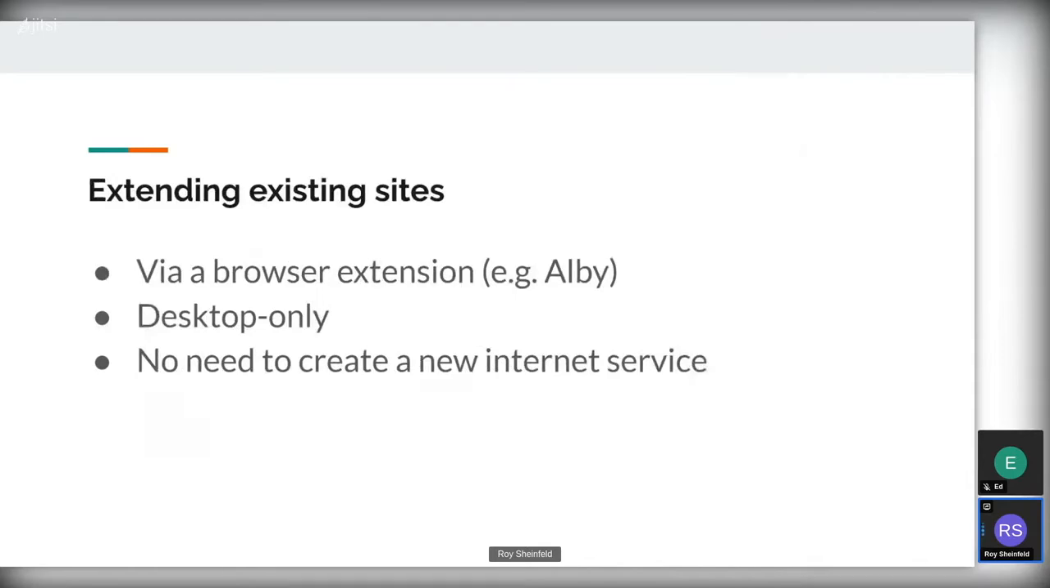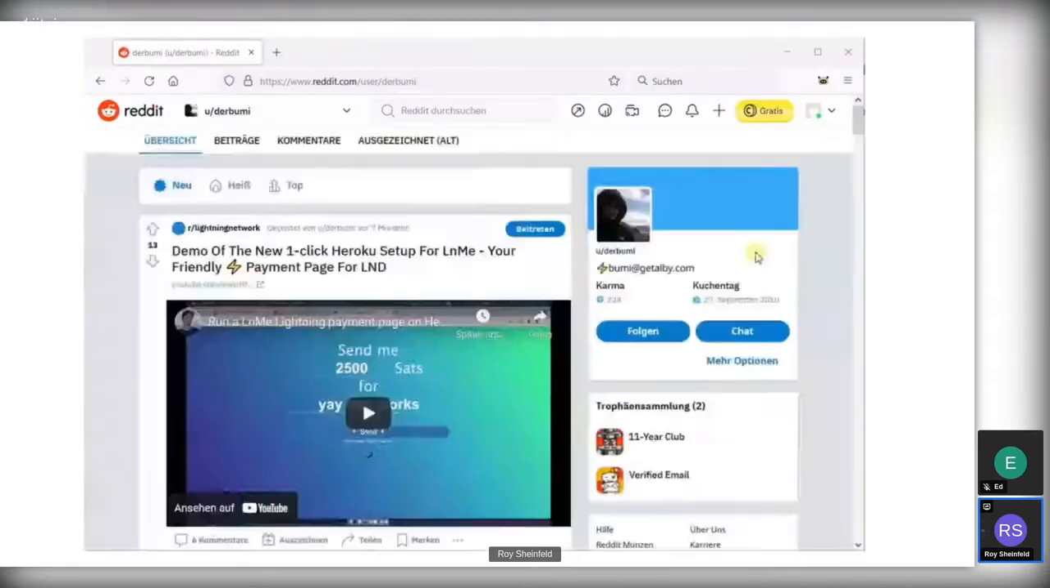Another option of bridging the Lightning and the web is by extending existing websites. A very cool thing that you can do with browser extensions like Alby is extend an existing website. You can think about a website that you use. If you want to bring Lightning capabilities to that website, you can use a browser extension in order to extend the service capabilities to facilitate Lightning. I'll give you an example from Alby. Alby is integrated into Reddit.